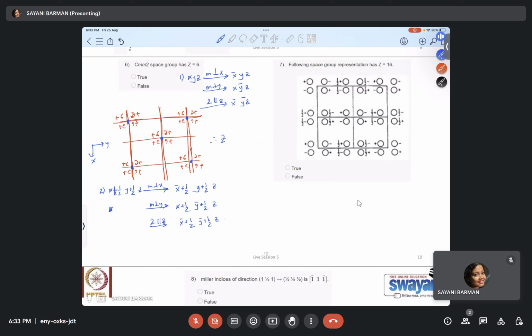Hence, Z equals 6. Here it is written Z equals 6 only. Okay, then it is true.